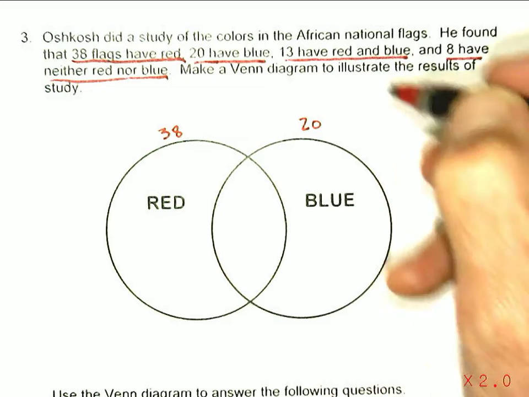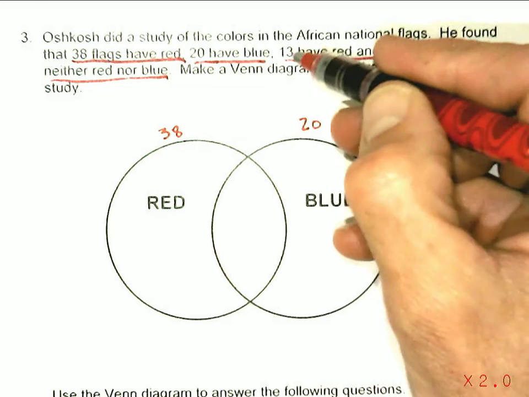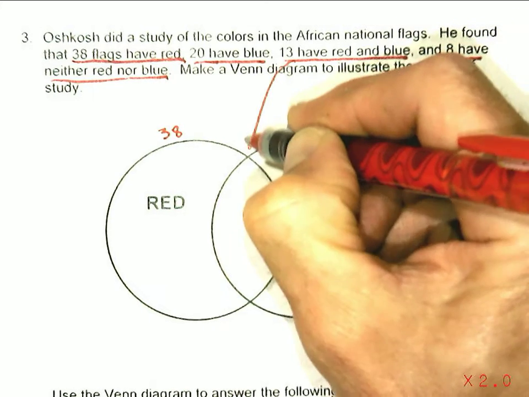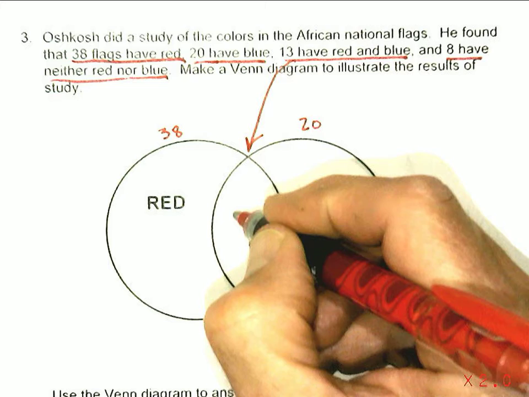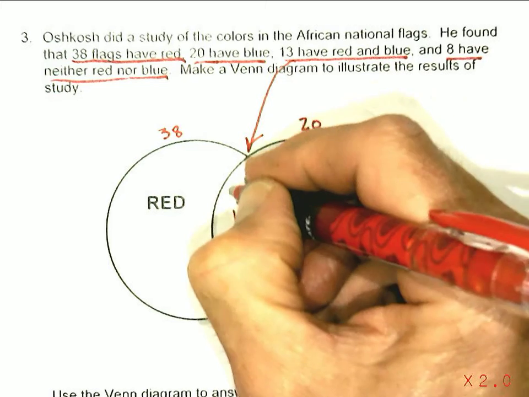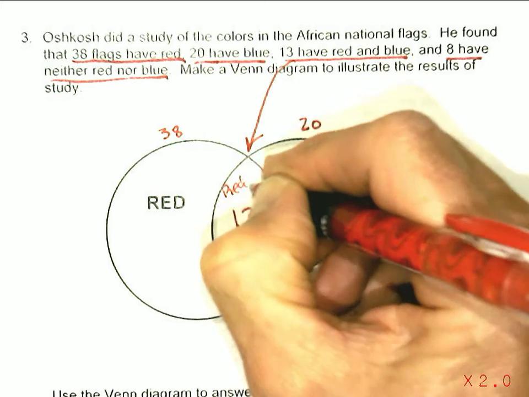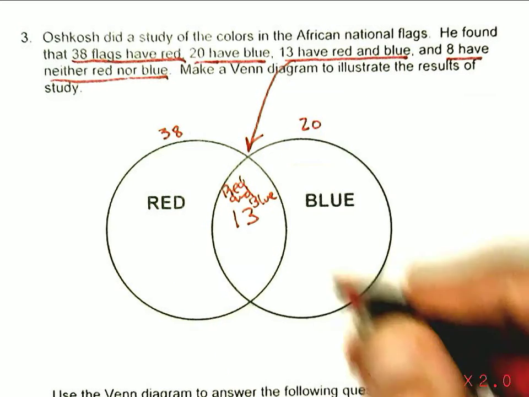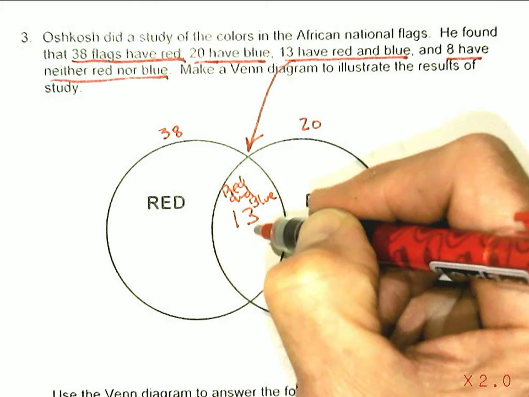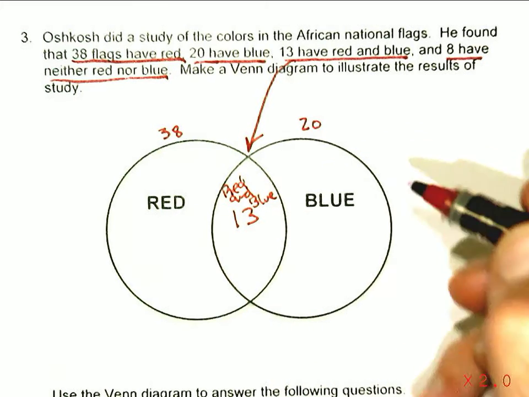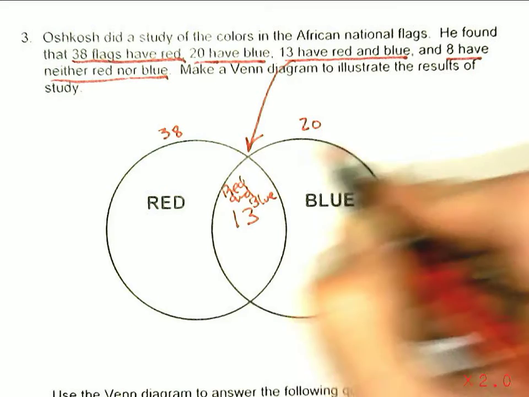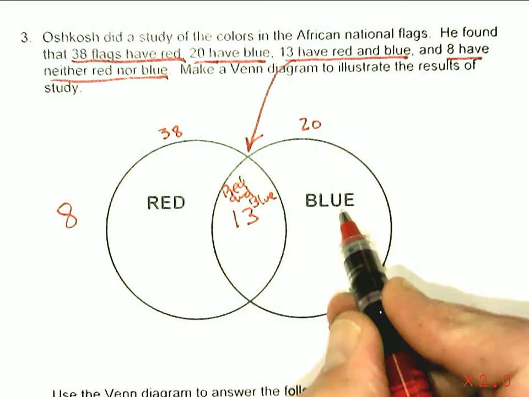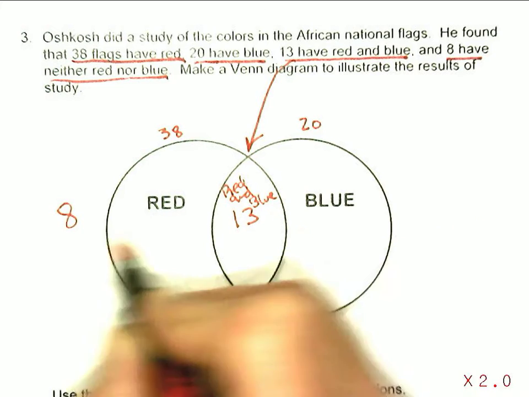Now the first piece of information I can really use is the next piece. It says 13 have red and blue, which means this part in the middle where they have red and blue are those 13, because this part in the middle represents, I'm actually going to write it in here, red and blue. It's both. So the ones that have red and blue, 13 of them have that. And then the last piece of information, it says 8 have neither, and that's the part, I'm just going to put that outside the circle because 8 flags are neither red nor blue or even the overlap in the middle. So there's your 8 on the outside.